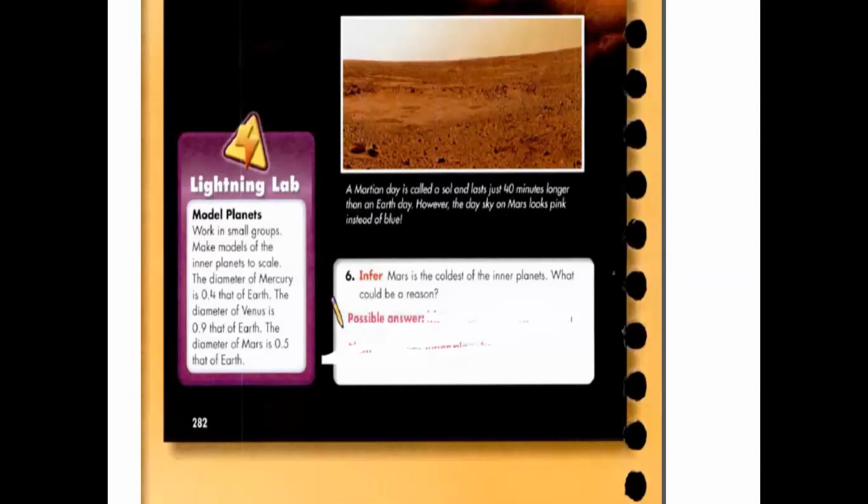Okay, so Mars is the coldest of the inner planets. What could be a reason Mars is so cold? Possible answer: Mars is farther from the sun than the other inner planets. Can you remind me which one is the hottest? Is it Mercury or Venus? Yeah, no, it's not Mercury, it's Venus.